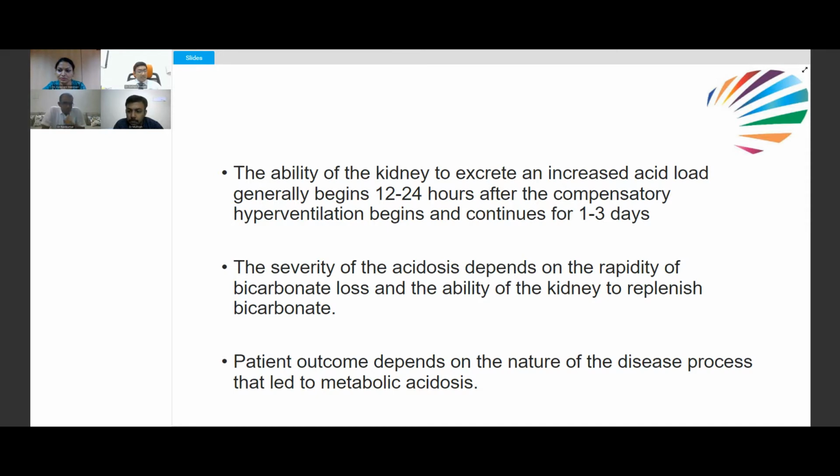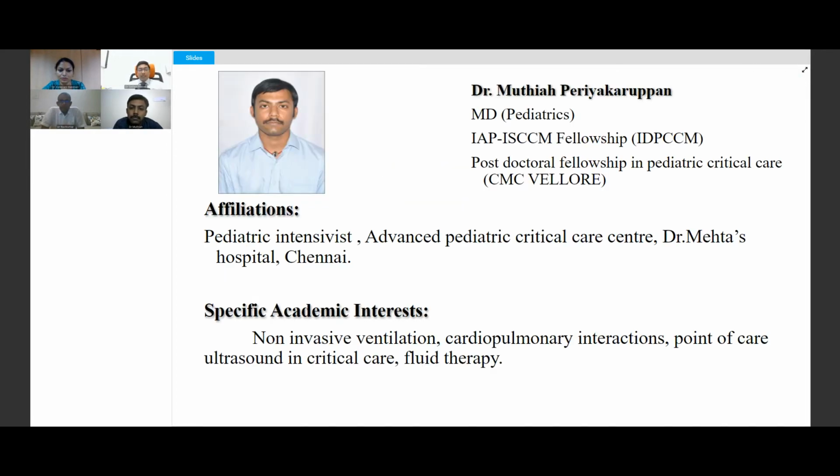With this, I will hand over to Dr. Muthiah Periyakaruppan for the next lecture. He is going to talk about kidney-specific fluid therapy. He is a consultant pediatric intensivist in the Advanced Pediatric Critical Care Center, Dr. Mehta Hospital, Chennai. His specific academic interests are non-invasive ventilation, cardiopulmonary interactions, point-of-care ultrasound in critical care, and fluid therapy. Please, Dr. Muthiah. Thank you, sir. Thank you for the introduction.